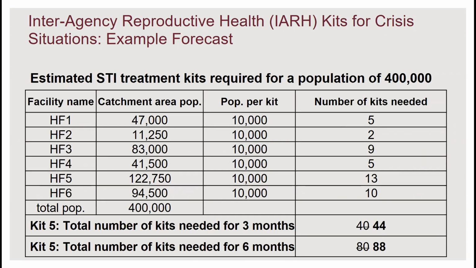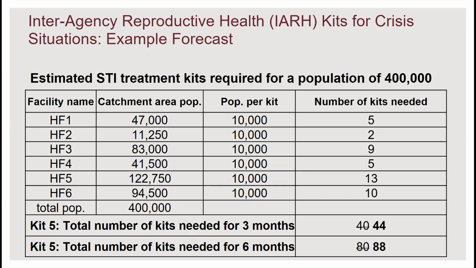So here we have some disaggregated data that shows how the population is divided by health facility or catchment area. Using these numbers, and for the same total population of 400,000, we see that the number of kits we actually need is 44 for the 3-month period, compared to what we said earlier, which was 40, and 88 for the 6-month period, compared to our previous 80. This, of course, is due to some rounding up of whole kits that were required for smaller population areas.